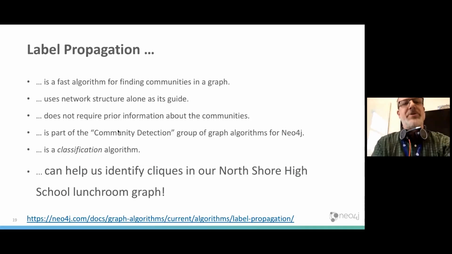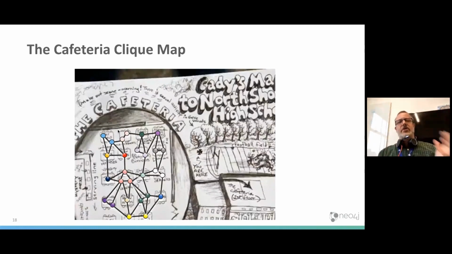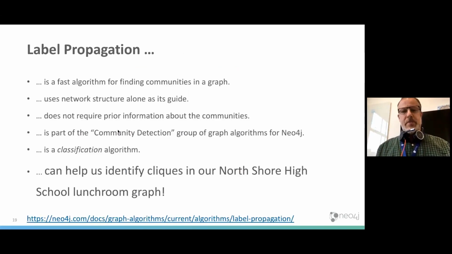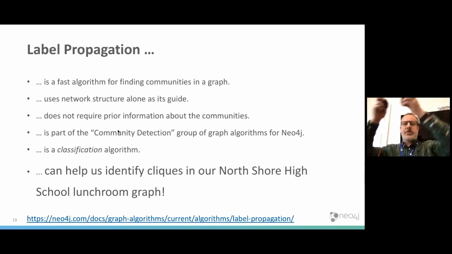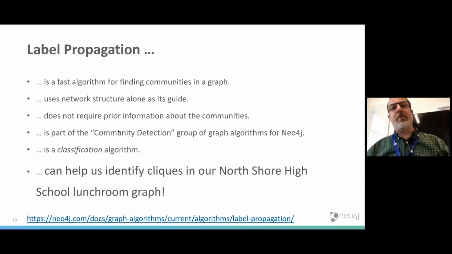So we're going to use label propagation to find the cliques in our graph. The idea behind label propagation is that it uses network structure alone as its guide, right? So we're not looking at properties on any of the nodes or on any of the relationships. We're just looking at the structure of the graph. It doesn't require any information about the communities in advance, although there are ways that you can seed the labels that it will use. But we're not going to be doing that. We're just going to look at communities in the graph.